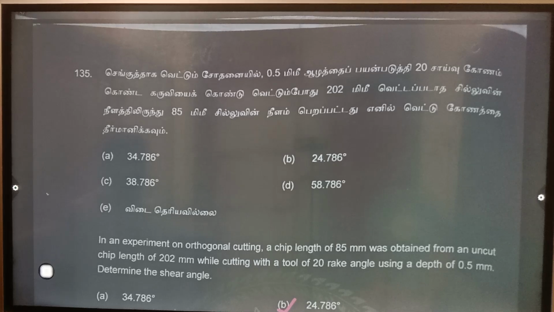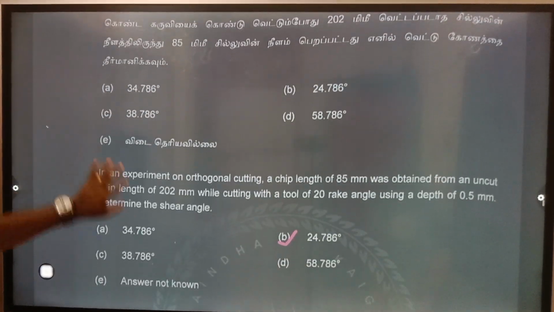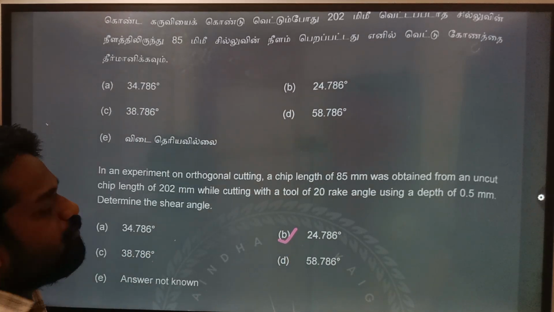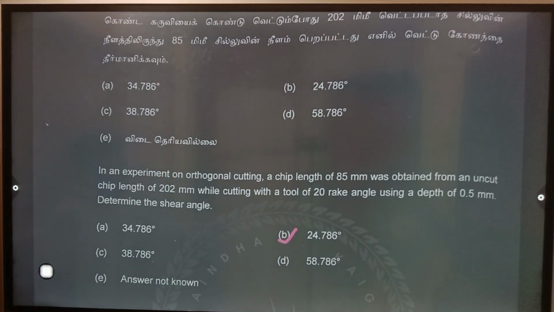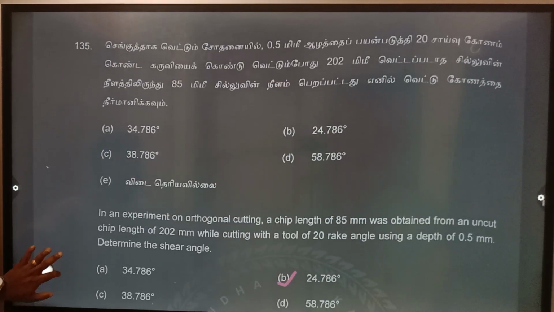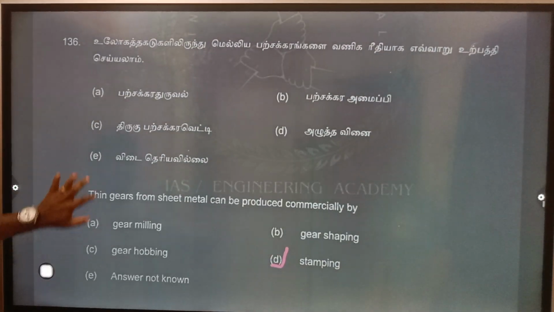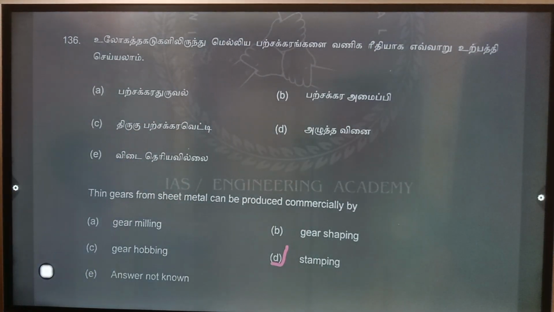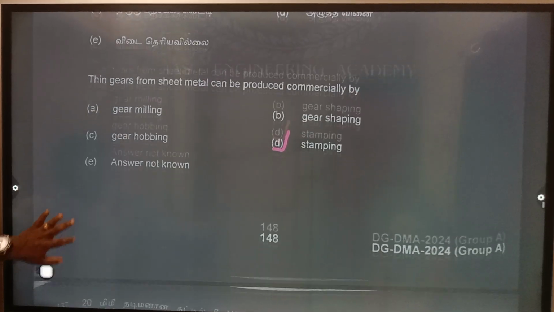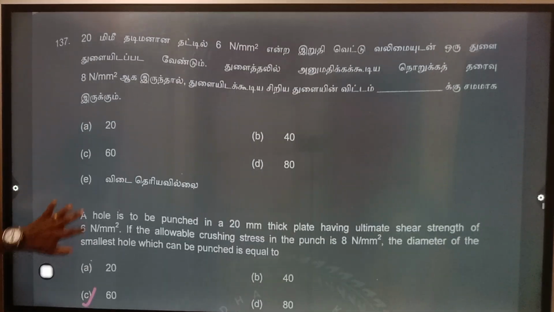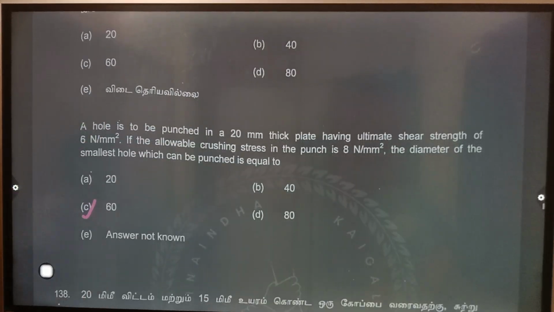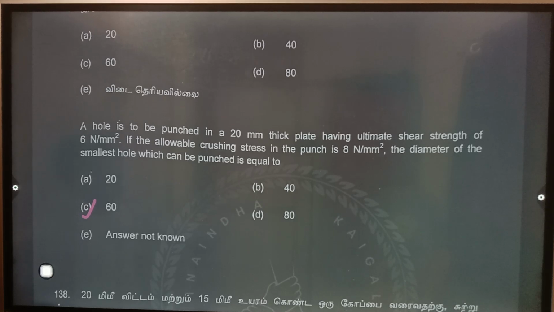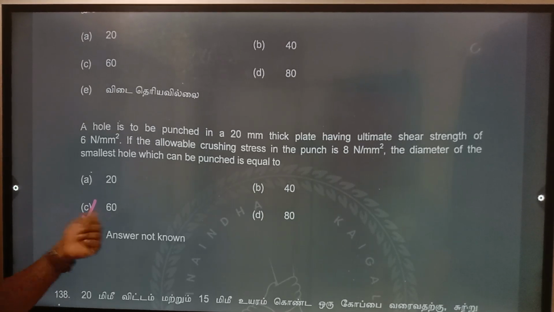Then 135. Orthogonal cutting, chip length and so on are given. Shear angle is asked. 24.786 degree is the answer. So 135 is B. 136. Thin gears from sheet metal stamping. D is the answer. 137. A hole is to be punched in a 20 mm thick plate having ultimate shear strength. Diameter of the smallest hole that can be punched is asked. Answer is C.